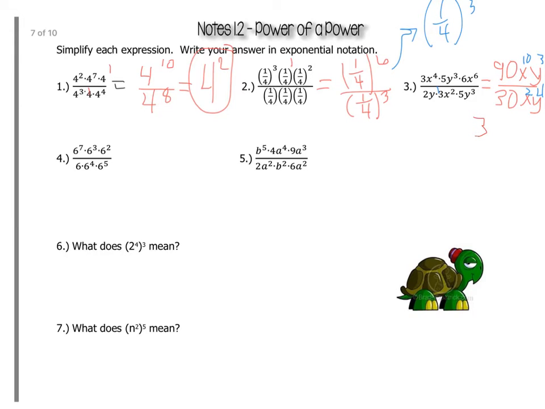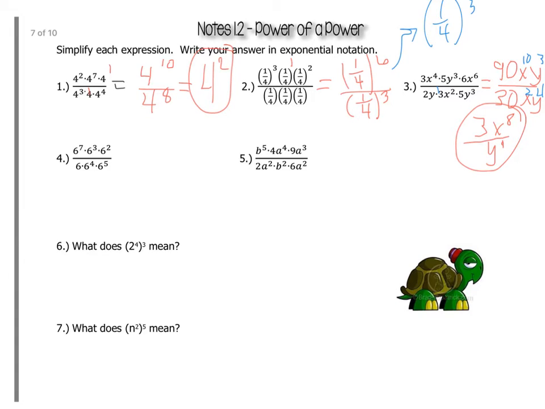It is larger in the top, so it stays in the numerator. Now x is larger in the numerator also. X to the 10th over x to the second becomes x to the 8th. But now we look at the y's. Y is actually larger in the denominator. Y to the fourth is in the denominator, and y to the third is in the numerator. So y, or y to the first, stays in the denominator, and there's your final answer.